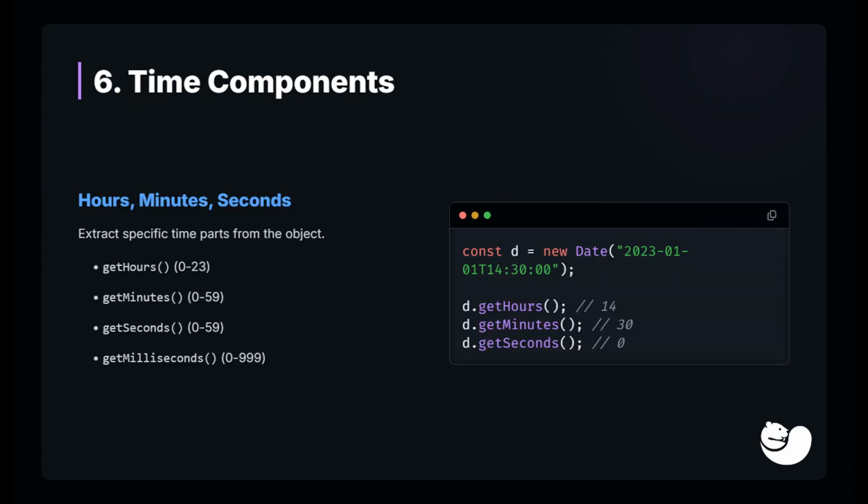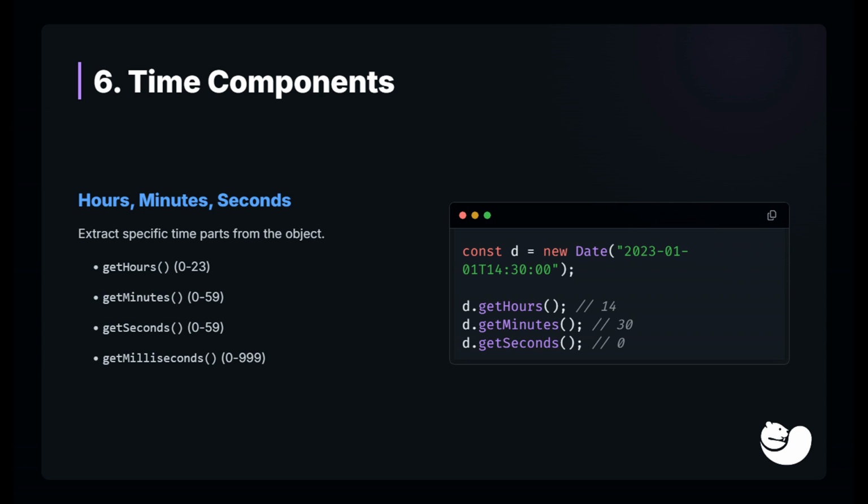Beyond dates, the date object encapsulates precise time down to the millisecond. You have a suite of granular methods to extract these components. getHours returns the hour on a 24-hour cycle, getMinutes and getSeconds provide 0 to 59, and getMilliseconds offers 0 to 999. These are indispensable for building clocks, countdown timers, or timestamping user actions. Be mindful that these methods return the local time of the user's system by default.